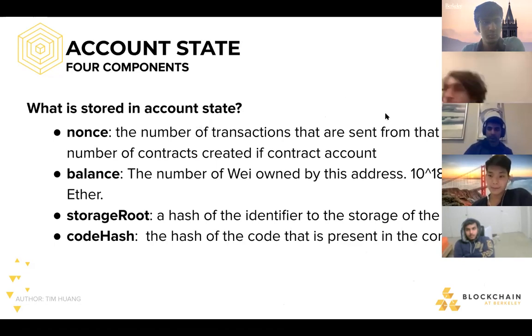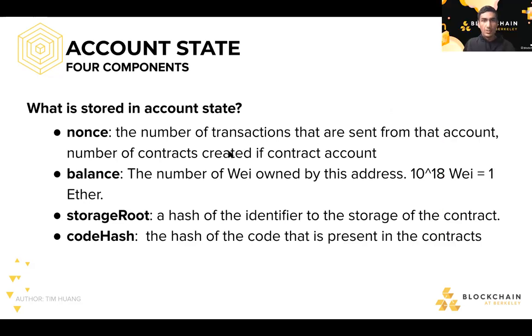So this is a little bit more into the granularity, but what is stored in an account state? In an account, there's a nonce, which is basically the number of transactions that are sent from that account, and then a number of contracts created if it's a contract account. That's used for cryptographic purposes to provide randomness to the hashing, and it allows for more distributed hashing and security, basically. So it's like a security thing.